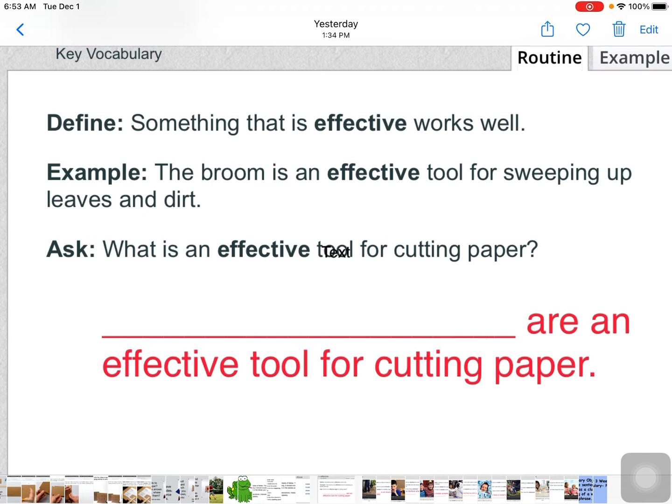What is an effective tool for cutting paper? So the first sentence you are going to do is the sentence in red on this slide. You are going to copy the sentence down and you're going to put the missing word in the blank. So number one, blank are an effective tool for cutting paper. Can you think of something that you use to cut paper? Please pause the video and write your sentence.